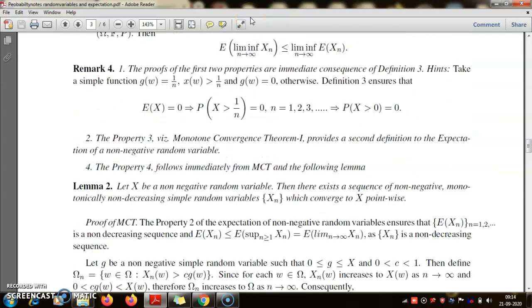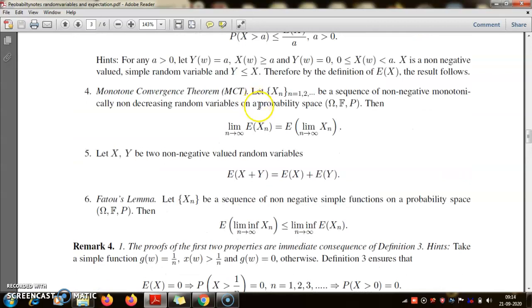The monotone convergence theorem, where is it stated? Fatou's Lemma. So here it is. The monotone convergence theorem states that if I have a sequence of non-negative valued monotonically non-decreasing random variables, then limit of expectation is expectation of the limit. So here the conditions are non-negative and non-decreasing. Non-decreasing means if I take any two random variables Xn and Xn+1, the one that has bigger suffix will dominate pointwise. That is, Xn(w) is less than equal to Xn+1(w) for all w in the sample space.